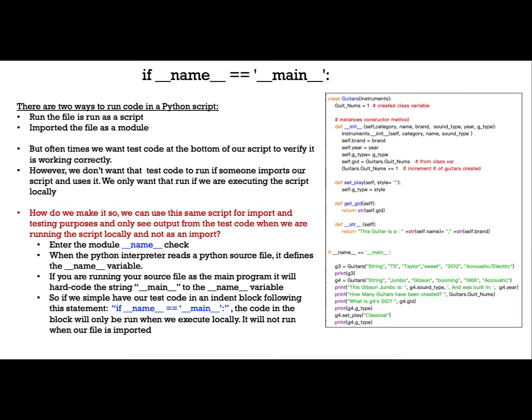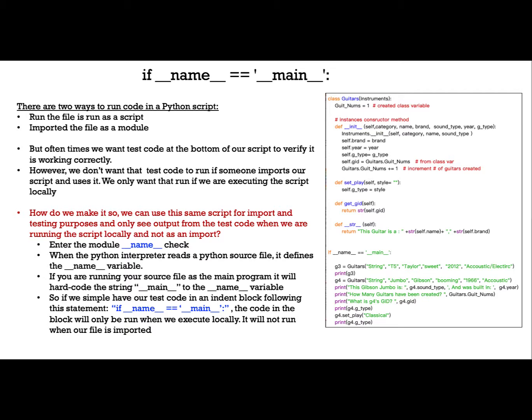Now let's expose you to the if __name__ equals __main__ statement. There are 2 ways to run code in a Python script. We can run the file locally, or we can import the file as a module to another file. But oftentimes we want to test code at the bottom of our script to verify it's working correctly. However, we don't want that test code to run if someone imports our script and uses it. We only want that to run if we are executing the script locally. How do we make it so we can use this same script for import and testing purposes and only see the output of our test code when we're running the script locally and not as an import?